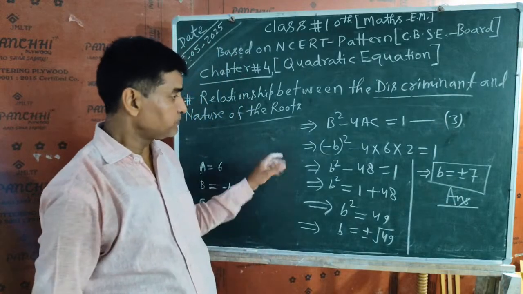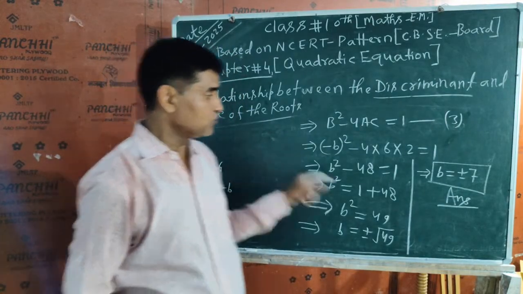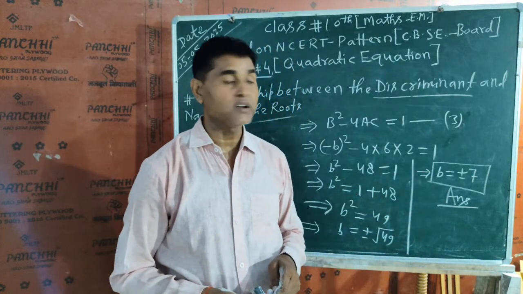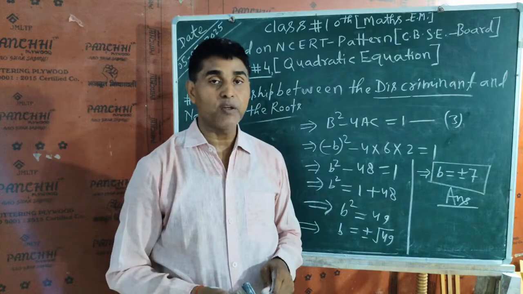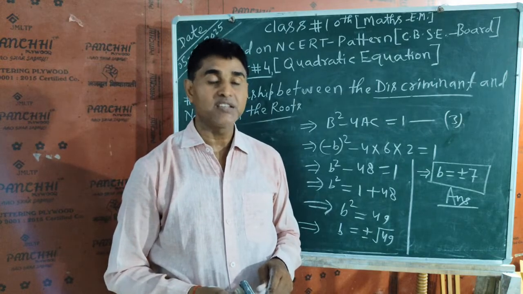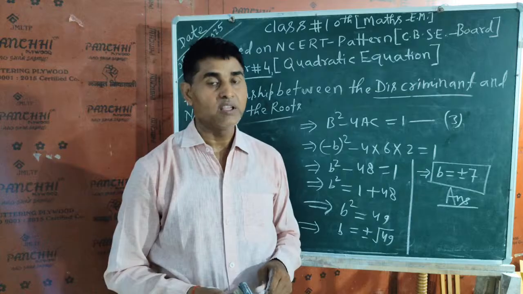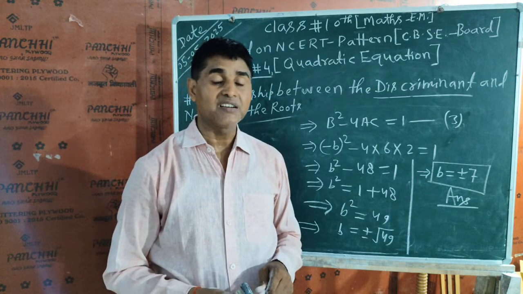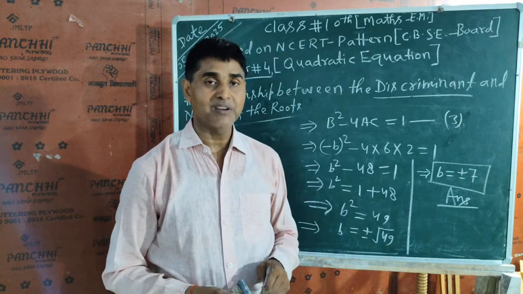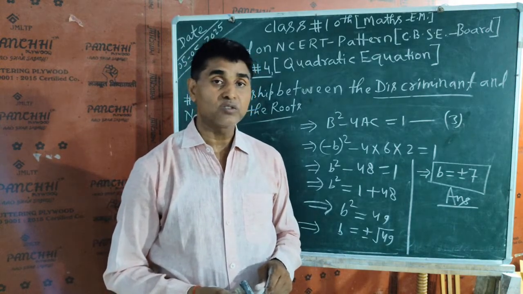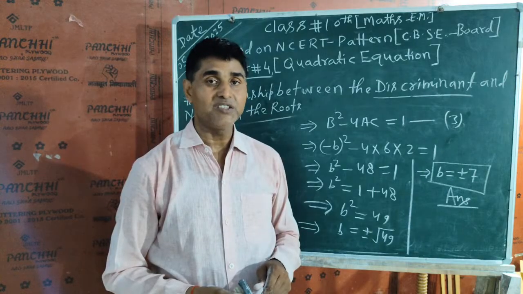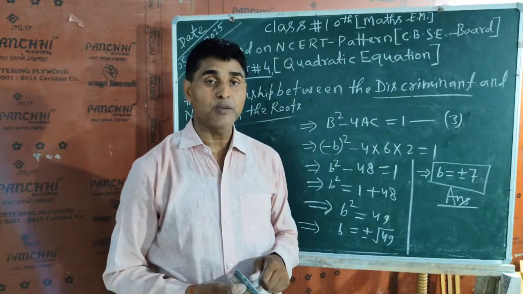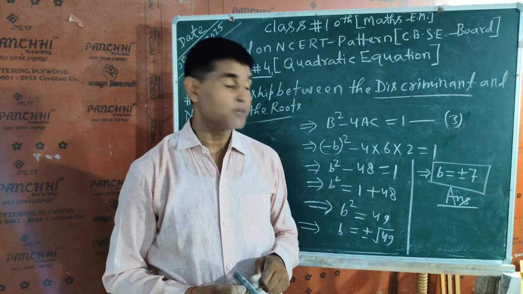Okay students, this question is important because such types of question is asked in the exam. So you have to remember the relationship between discriminant and the nature of the root. There are three conditions, and you have to remember all these three conditions properly. If you remember these three conditions, the question will be very easy for solving, because first of all you have to get the value of discriminant, that is d is equal to b square minus 4ac.